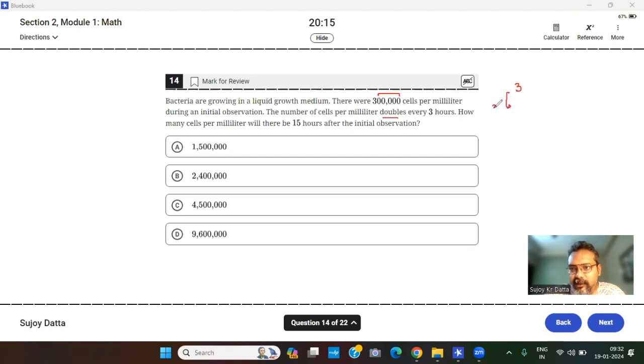So 3 hours later, you have 6. Then 3 hours later means 6 hours total, you have doubled. Then another 3 hours, you have doubled. Then another 3 hours, doubled. And finally, another 3 hours, doubled. See, 3 will become 6, then 12, 24, 48, and then 96. We have 15 hours. So 15 hours after the initial observation, there should be 96, and add those 5 zeros. So option D.